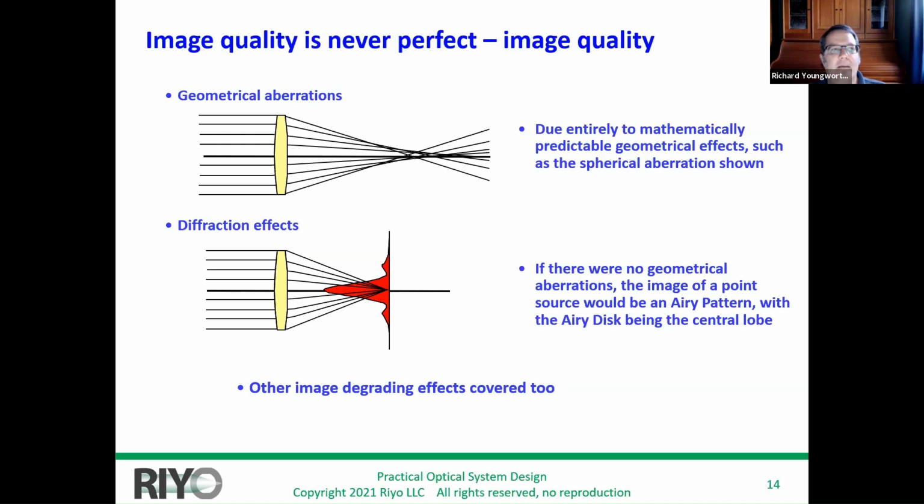We cover a lot more aberrations and a lot more image degrading effects in the class. And our purpose is not to make people lens designers in this, although you can do some lens design with what we show. The purpose is to help you as an optical engineer understand the systems.